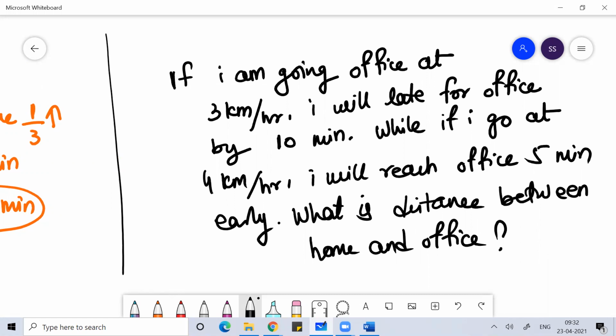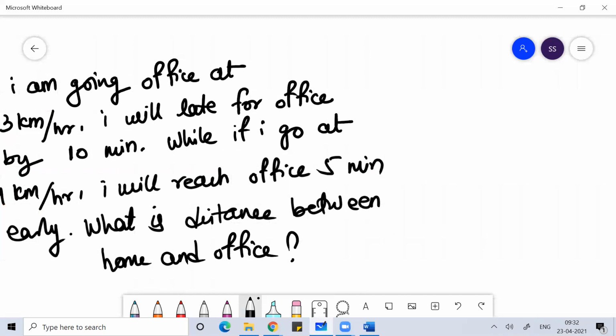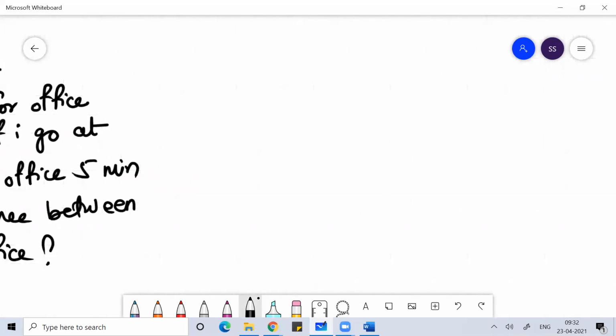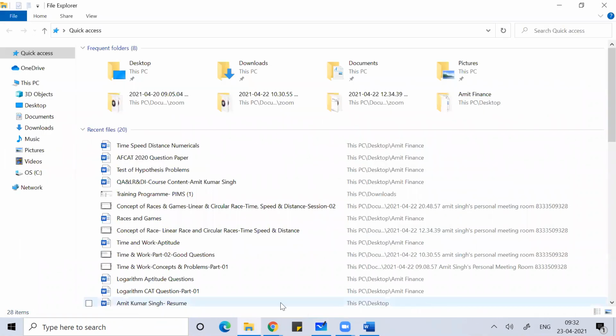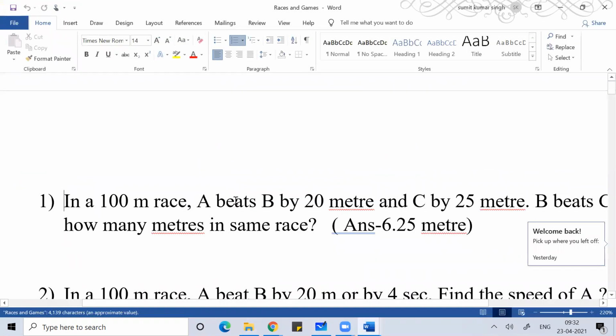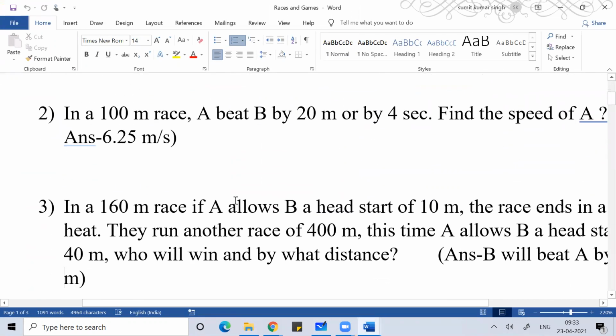This is a very common question, one which you find always repeated in the time, speed and distance chapter. It is actually a very predictable chapter. If you go by the traditional mindset, the questions are very predictable in nature. The more innovative part you can find in this chapter is the concept of race and games. If you want, I'll give you the link for around a 2 hour video on race and games.